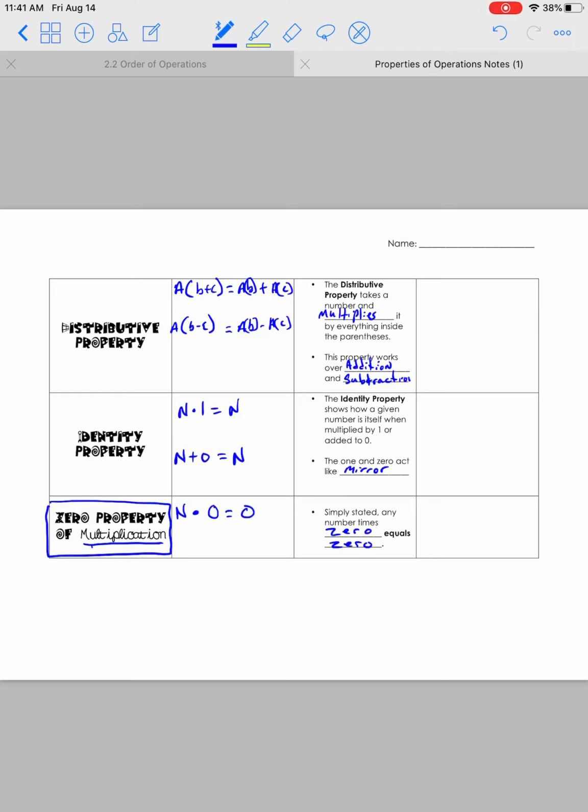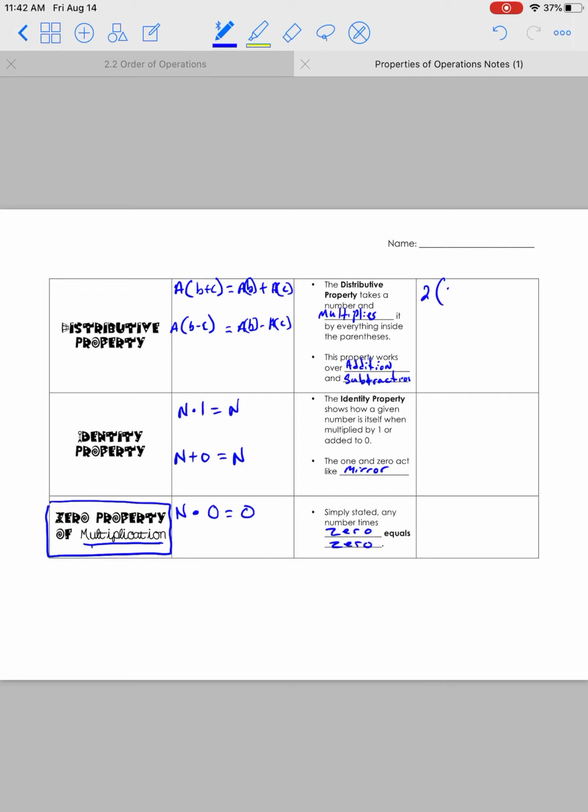Distributive property. The distributive property takes the number and multiplies it to everything inside the parentheses. The property works over addition and subtraction. Now here's the rules to decide. A times B plus C equals A times B plus A times C. And the same thing with subtraction. But here's what that's saying.